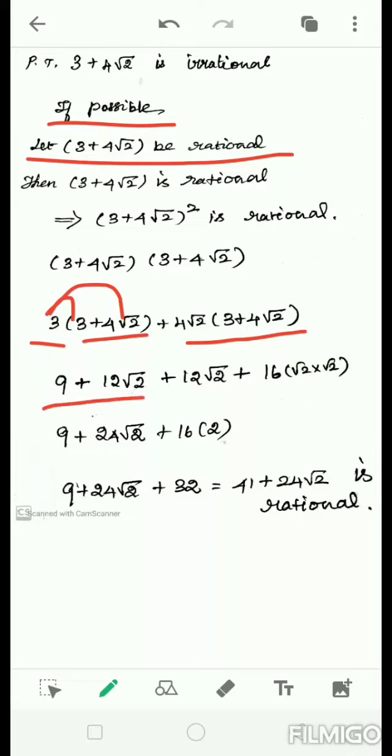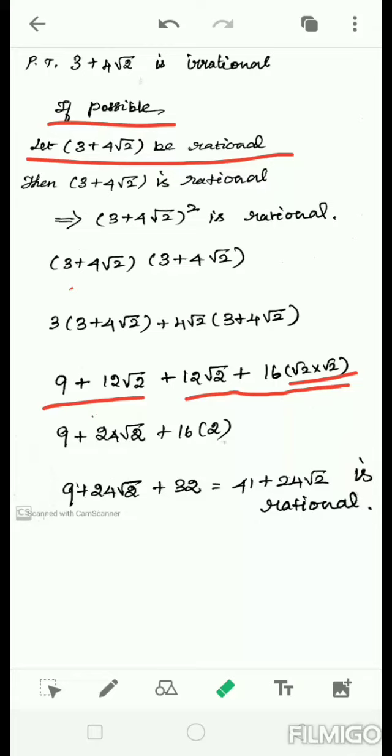So 12 root 2. Similarly, now I am multiplying this 4 root 2 inside the bracket with the first term as well as with the second term. 4 root 2 into 3: 3 4s are 12, 12 root 2. And then 4 4s are 16, I have written. Here also I have root 2 and here also I have root 2, so you have to write root 2 into root 2. Okay, so to remove the bracket, you multiply the factor outside, inside it.